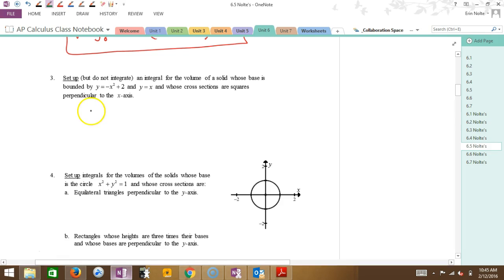Let's start by just drawing our flat base. What does negative x squared plus 2 look like? Upside down parabola, specifically moved up 2 units. Very good. Boom. Beautiful. And then what does y equals x look like?